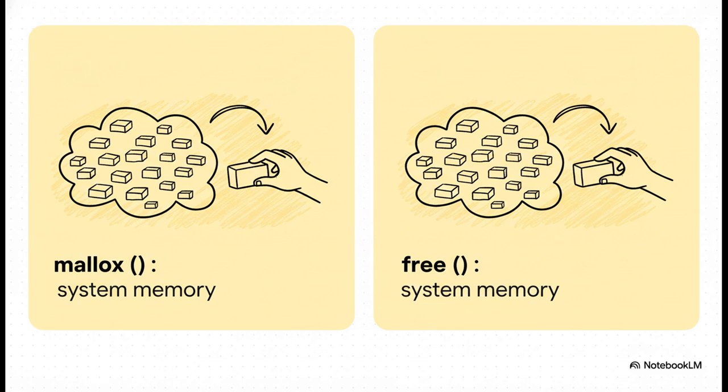Of course, with great power comes great responsibility. Pointers give you that direct control over memory, but it also means you have to manage it yourself. You use a function called malloc to ask the system for a chunk of memory. But, and this is super important, when you're done using it, you absolutely must use free to give it back. If you forget, you get what's called a memory leak, which is a classic and very frustrating C bug.